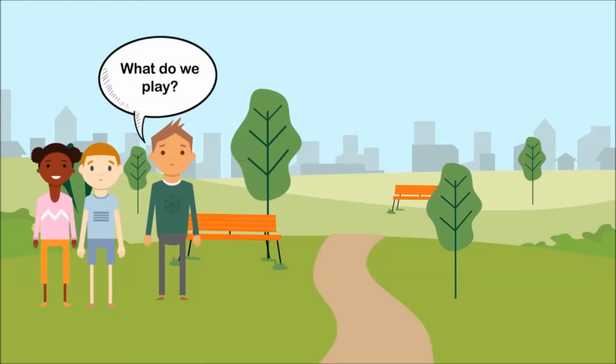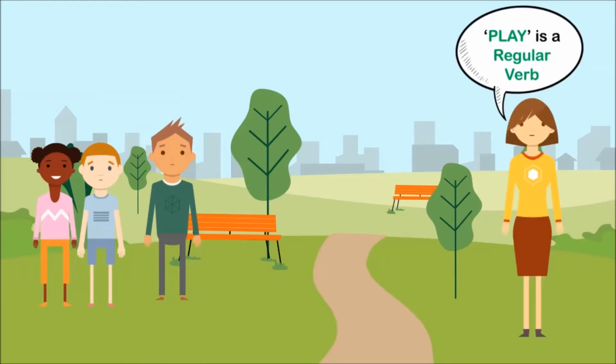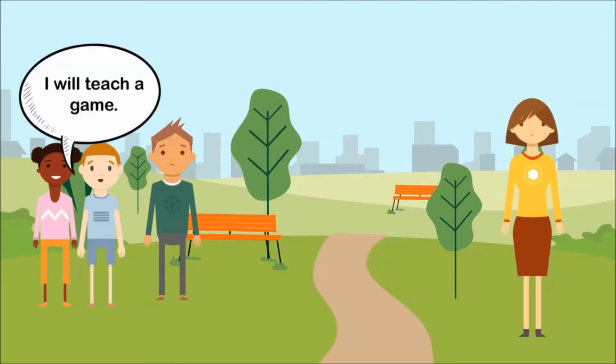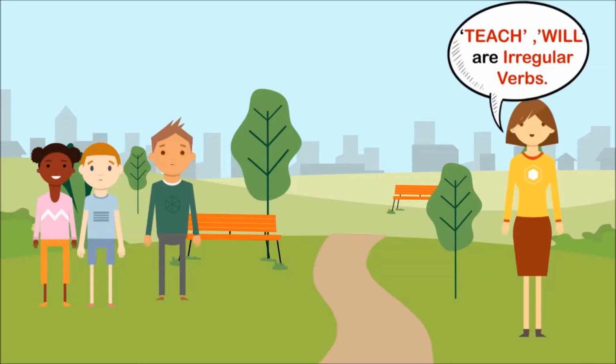What do we play? Play is a regular verb. Do is an irregular verb and primary auxiliary verb. I will teach a game. Teach, will are irregular verbs.